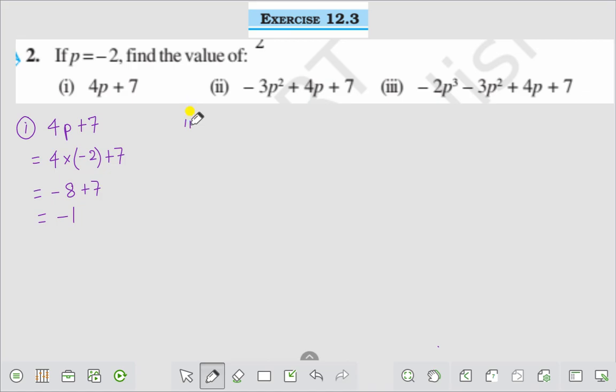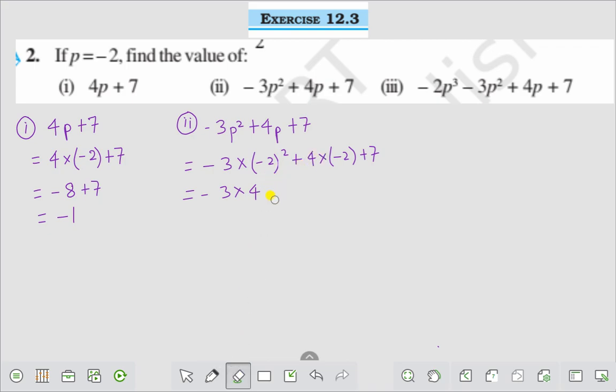Right? Question number 2. Question number 2 is minus 3p square plus 4p plus 7. Now the value of p is minus 2, so that is equal to minus 3 into p square, p is minus 2, that is minus 2 whole square, plus 4p, and the value of p is minus 2, in brackets you have to write minus 2, plus 7. You are getting minus 3 into minus 2 into minus 2 is plus 4, 4 plus into minus is minus, minus 8 plus 7.